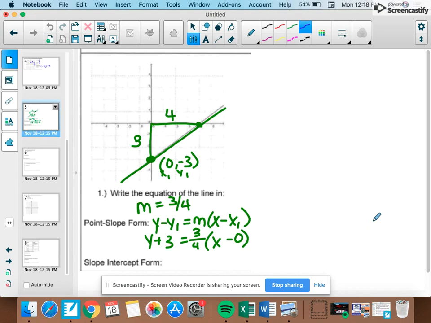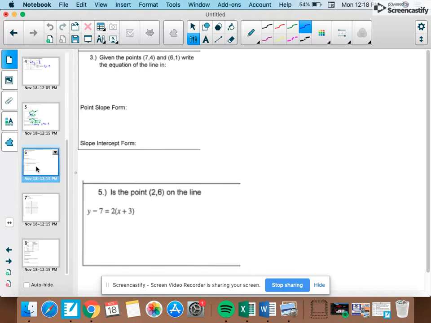So slope-intercept form, remember though, is y equals mx plus b, where m is the slope and b is the y-intercept. So m, again, I'm going to plug in 3 over 4. And then b is my y-intercept. So the y-intercept is right where it crosses the y-axis. So that's going to be right at negative 3. So slope-intercept form is y equals 3 over 4 x minus 3.